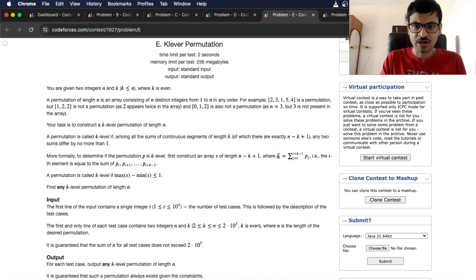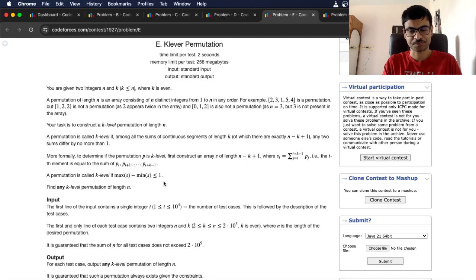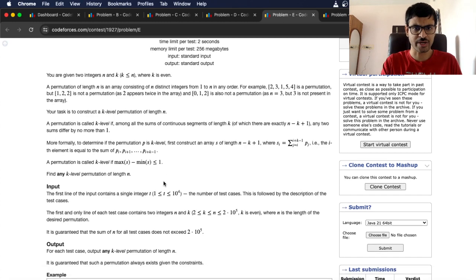So the sum of a contiguous segment of length k basically means this. You're taking k continuous elements and their sum is S_i, where i is the first element of that subarray. Now if you take any two S_i, the difference will be at most 1. So a permutation is called k-level if max of S minus min of S is less than or equal to 1. That means the absolute difference between any two of them is maximum 1, either 0 or 1. Now we have to find any k-level permutation of length n.